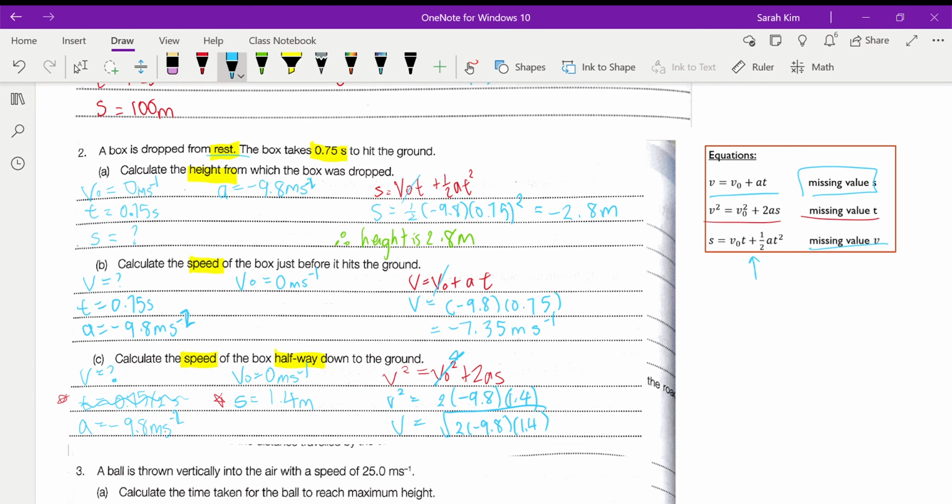Now technically, because it's speed and not velocity, I'm going to take this negative out of this equation, because technically the direction doesn't matter, and you can't have a negative number inside a square root, so it wouldn't give you an answer. But we're doing speed, so we can ignore the positives and the negatives, so I've got rid of it. So all I have to do is chuck that in the calculator, and you should get about 5.2 meters per second.